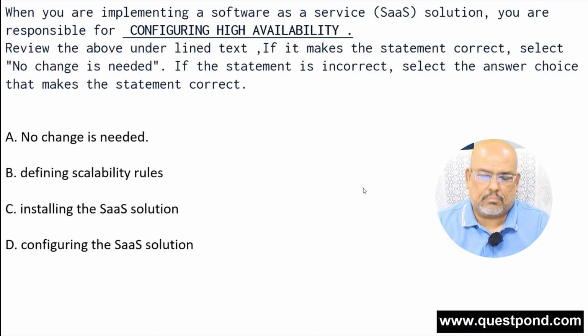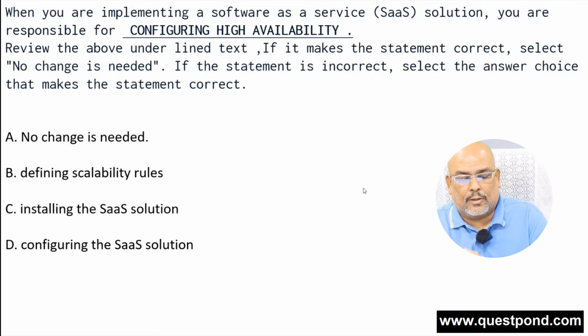No changes needed. Okay, let me strike this off. Remember, high availability and fault tolerance are not there by default. You have to configure it. So the first thing I'm striking off. Let me also strike off C. Installing a SaaS solution is not high availability, and C does not make sense, you never install SaaS. Software as a service is already present on Azure, so C is gone. Now the hint remains between B and D.